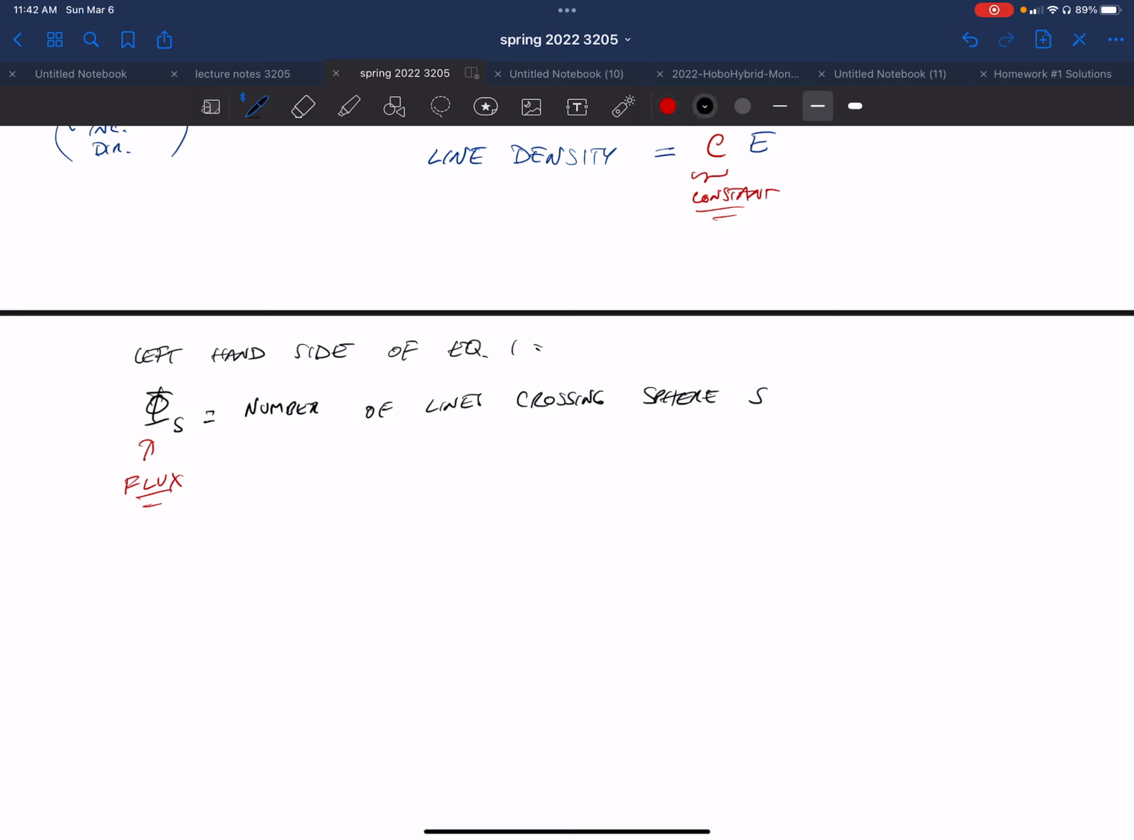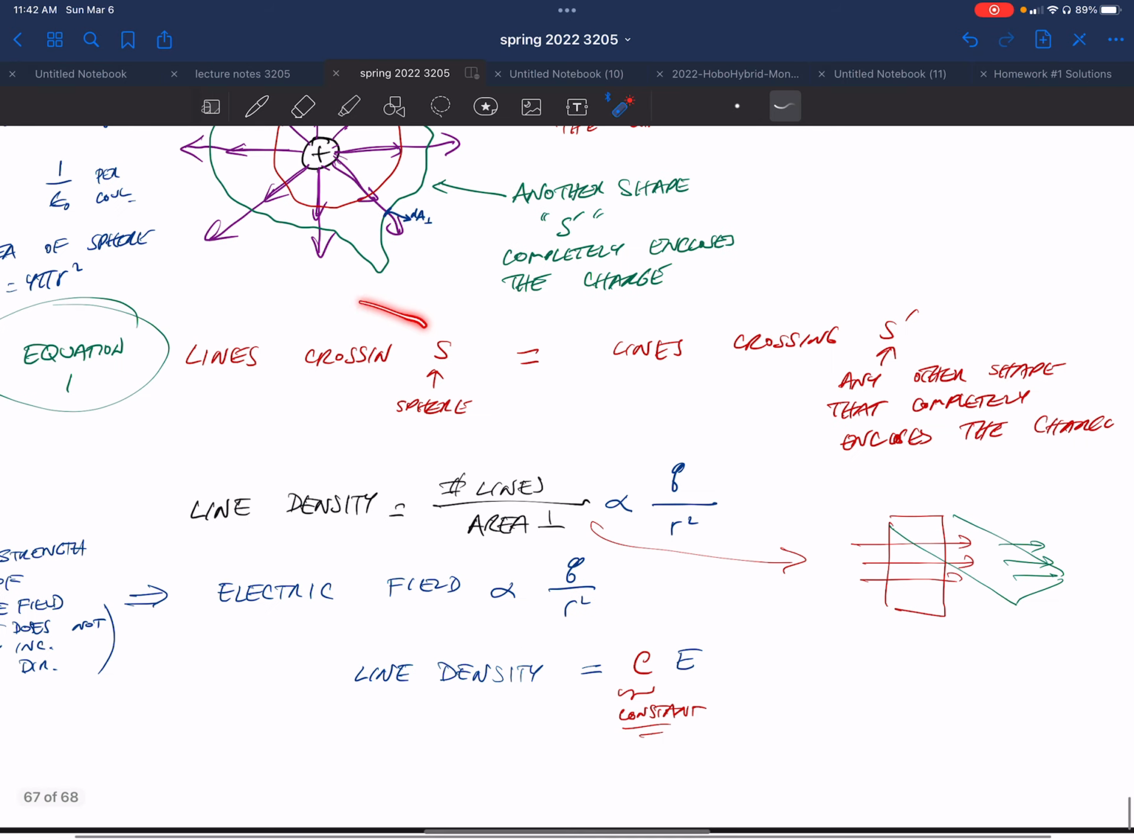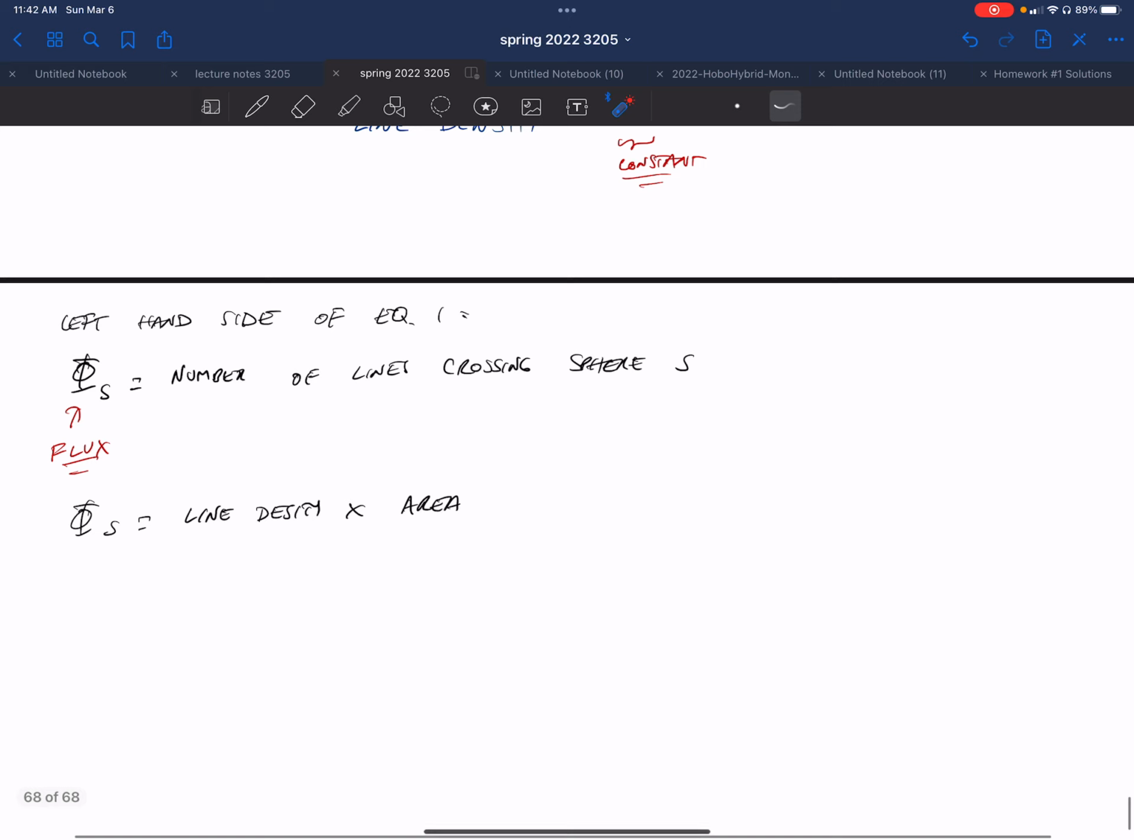And also that phi sub s is equal to the line density. This is how many lines we have per unit area times the area. And because we're talking about the left-hand side equation, this is the number of lines crossing the sphere S. So you're going to use the area of sphere S.